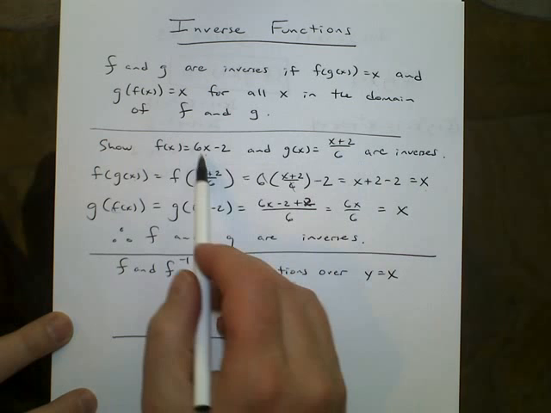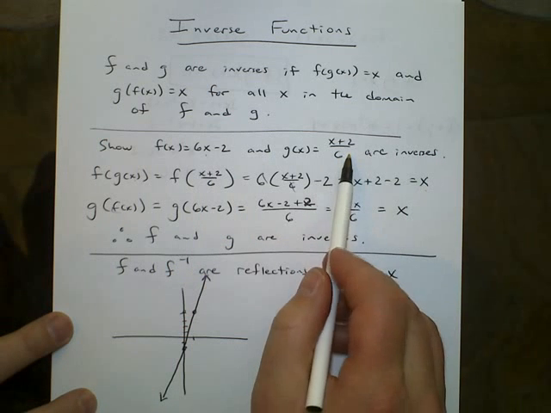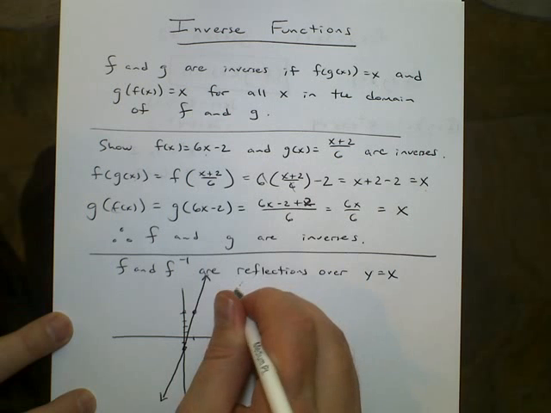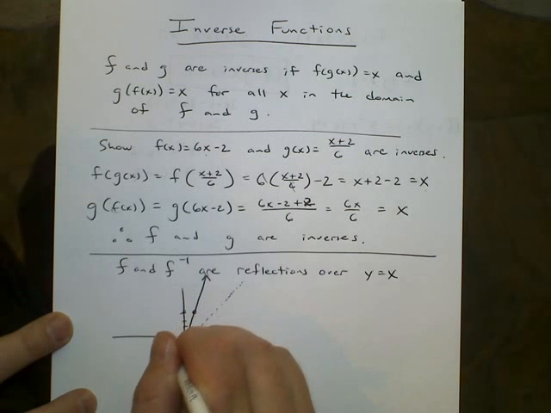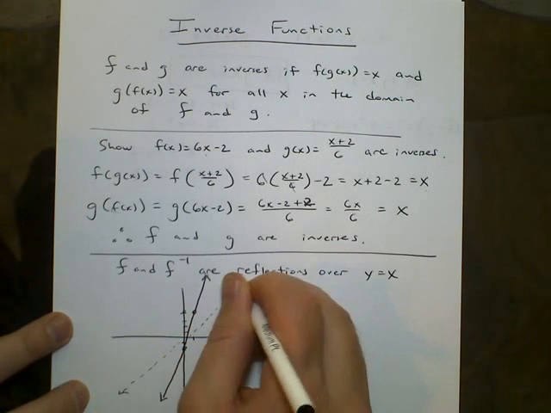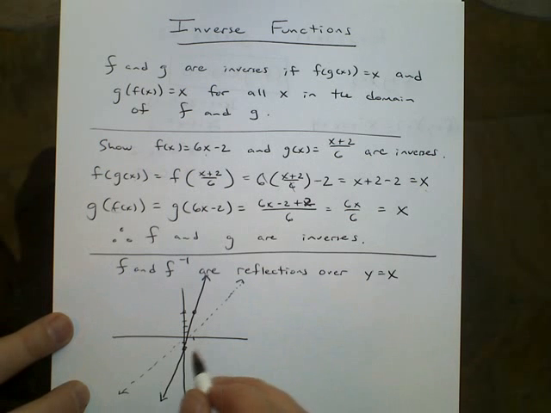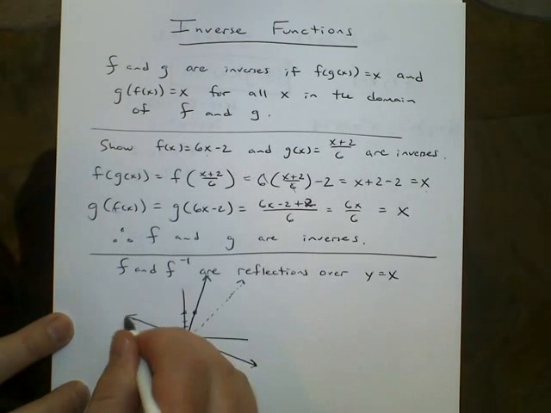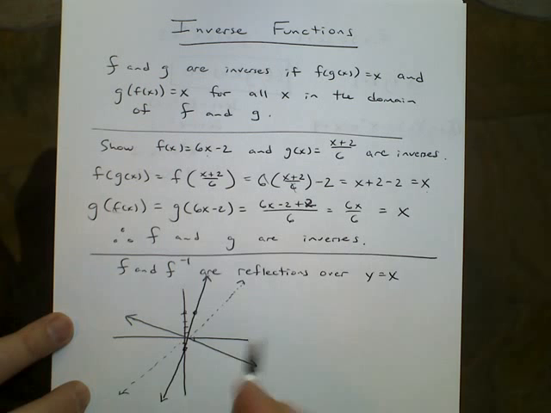Now, this is in slope-intercept form, so it's easy to graph. This one is not right now, but I know that they are reflections over the line y equals x, which is that diagonal line. They're going to meet at the line, and they will look something like this. So this would be f, and this would be g, and they are inverses, so they are reflections over the line y equals x.